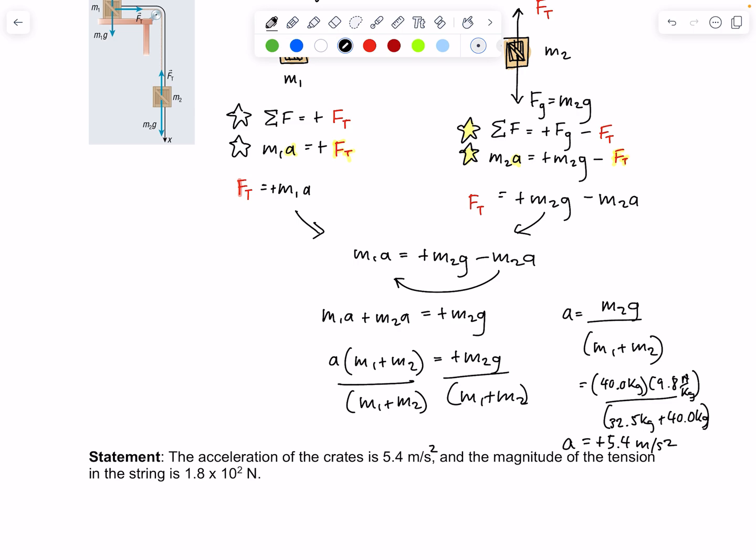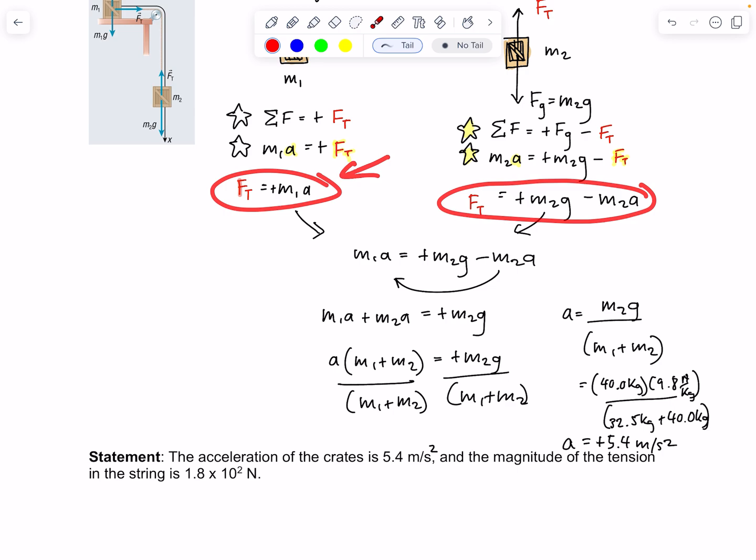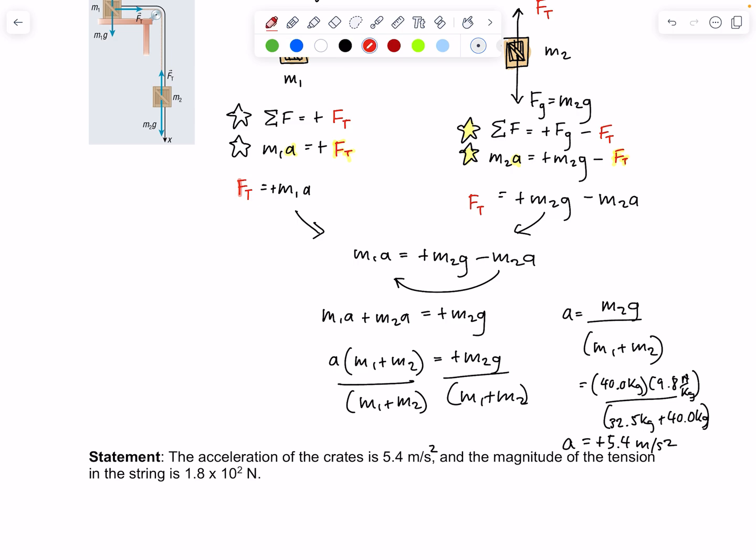Now, what if we had to calculate the tension in the rope? Well, we have two equations we can use to find tension. You can use either this one or that one. You will get the same answer because there's one rope, therefore one tension. I'm going to use this one. It's much simpler. So the force of tension equals m1a. Mass 1 is 32.5 kilograms times an acceleration of 5.4 meters per second squared, or 5.4 newtons per kilogram. Punch this in, and we end up with a tension of 120 newtons. Oh, my apologies, that's 180 newtons. Rewrite that.